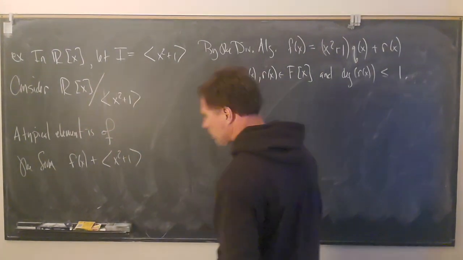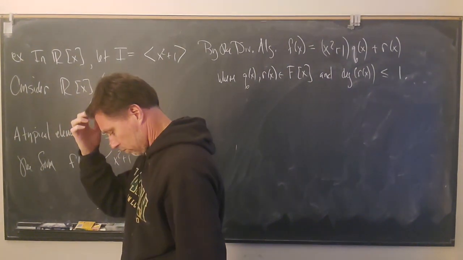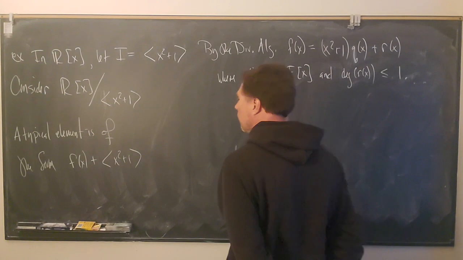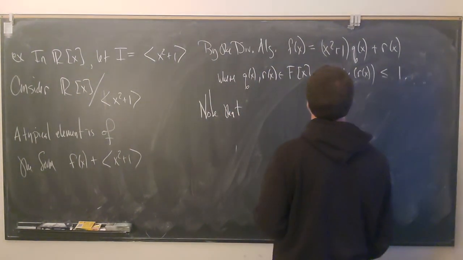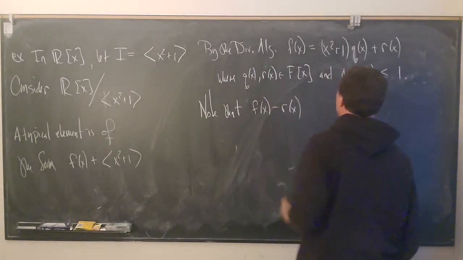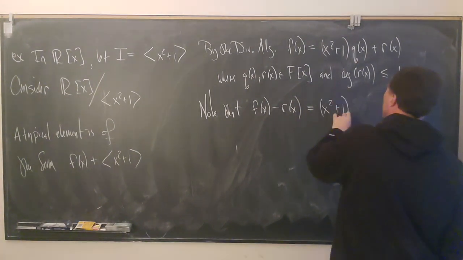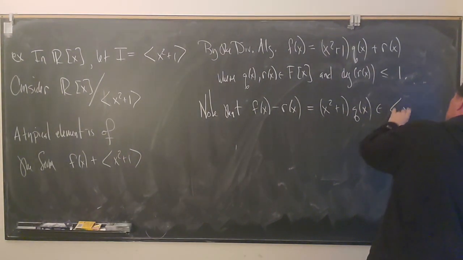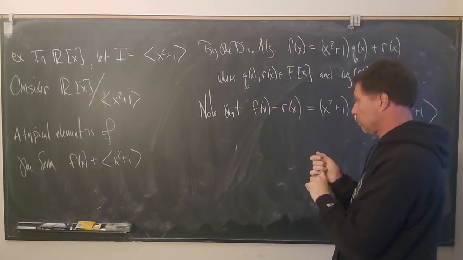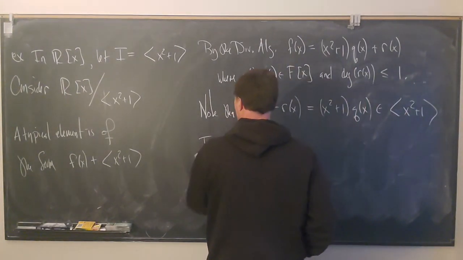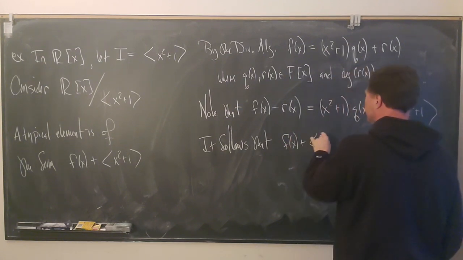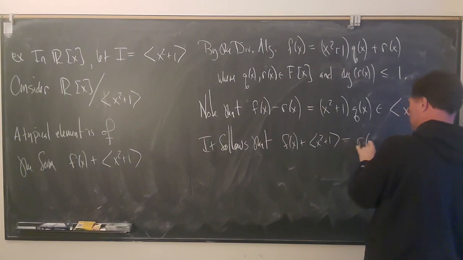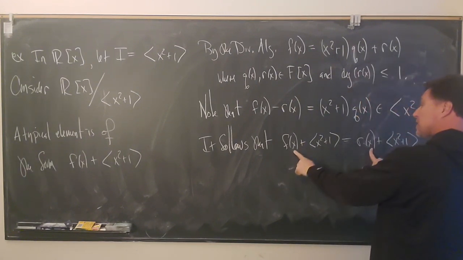So now, what does that tell us? Note that f of x minus r of x, so if you subtract, what you get is x squared plus 1 times q of x, and this is an element of the ideal generated by x squared plus 1, which means, so let's say it like this, it follows that the two cosets, f of x plus the ideal generated by x squared plus 1, is equal to the coset r of x plus the ideal. Why? Because their difference lives inside the ideal.